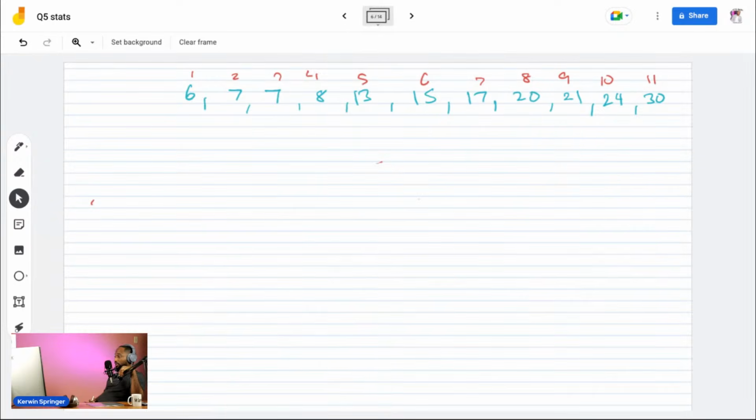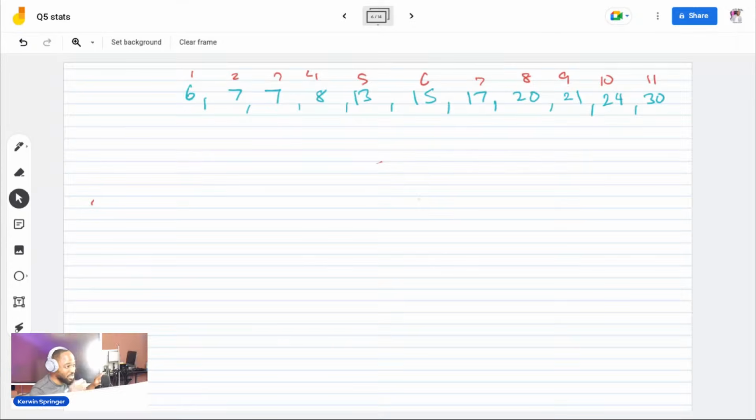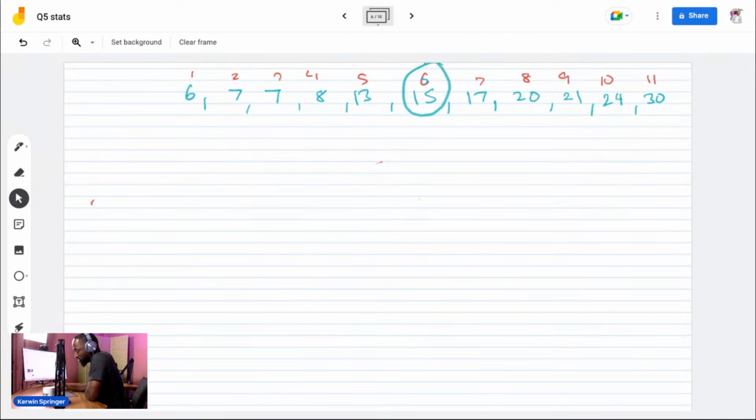I'll hurry up because this is not supposed to last so long. What's the middle term now? If it's even numbers, don't worry about it, Jonathan. Just follow these formulas still. You'll get a decimal, but don't worry about it. I'll show you what to do. So the middle term is actually 15. And if you say 11 plus 1 divided by 2, you still get the 6th term.